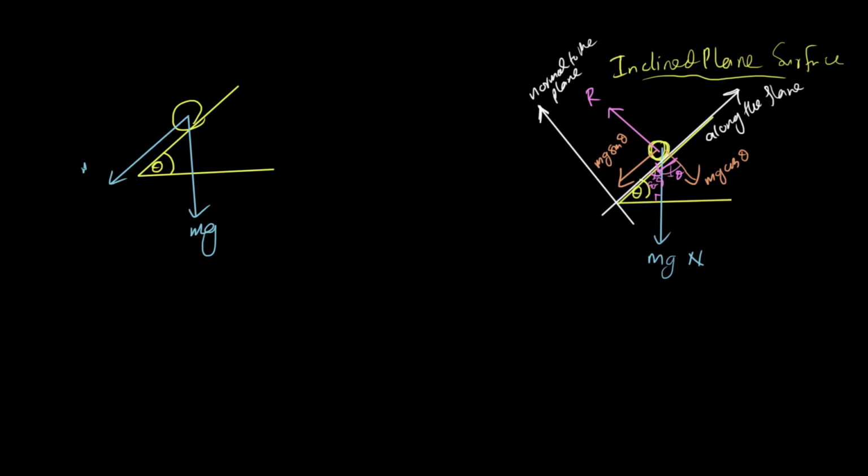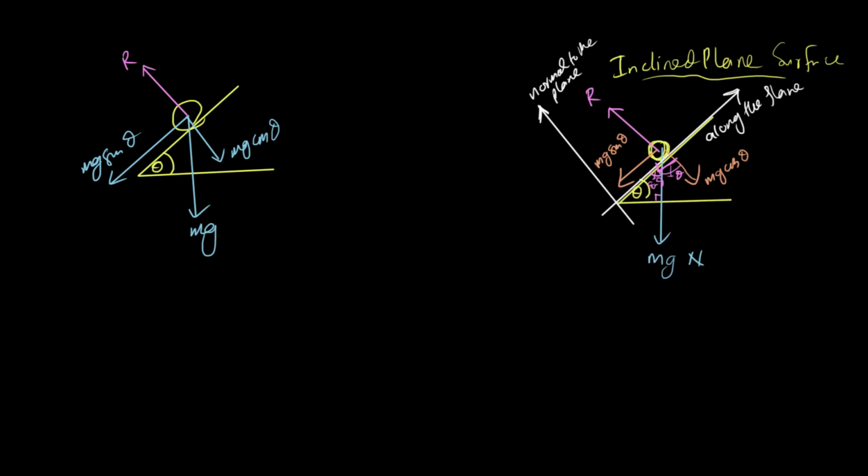We can have a force that is non-horizontal. So this is the inclined plane, this is the angle, and this is the object. We have weight, so this is mg. If we have components, one component is mg sine theta, another component normal to the plane is mg cos theta. Then we have the reaction force, which is already normal to the surface. So this is the situation.